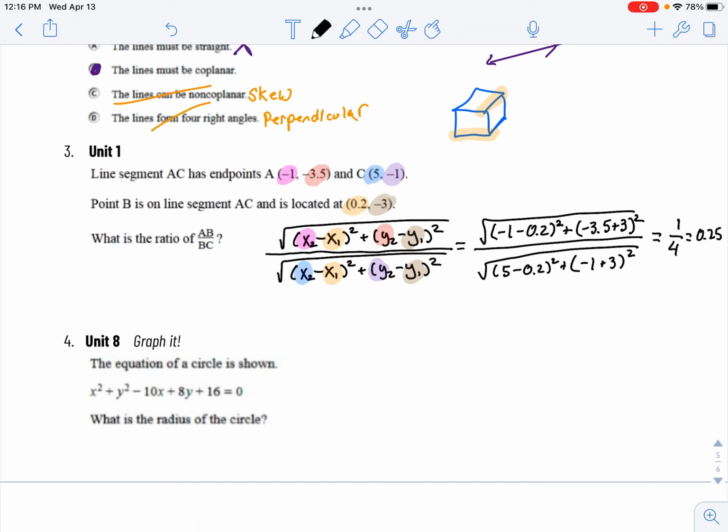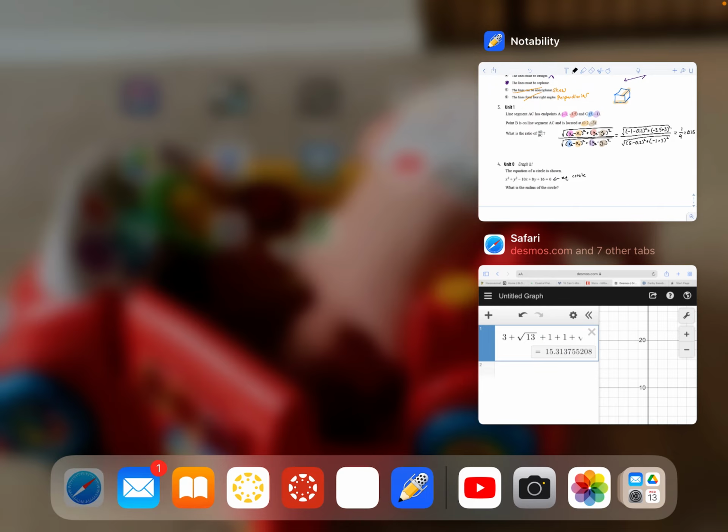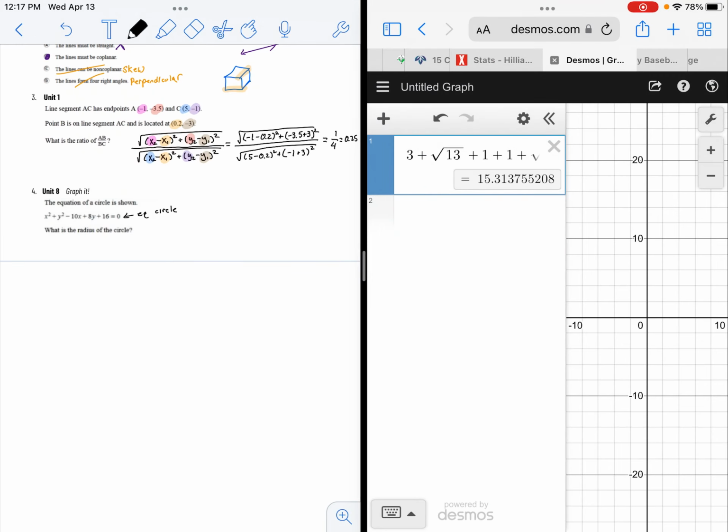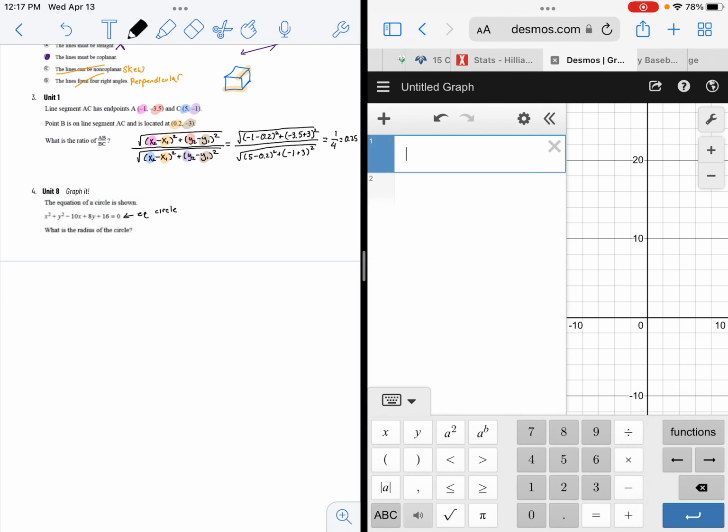Alright, this one right here, I will plug into Desmos, and it looks really hard, but if you literally just plug it in Desmos, it's easy. Alright, this is some equation of a circle. It's not in standard form. We could technically put it in standard form by hand, or we could just use Desmos. Alright, it's asking what's the radius, super hard. By doing it by hand, just boom, plug it in.